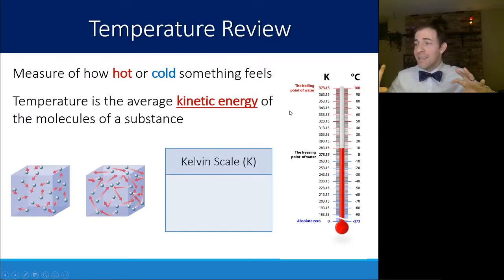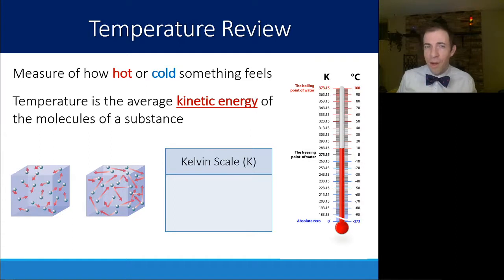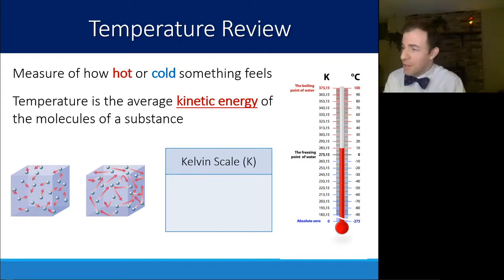All right, let's shift gears a little bit and talk about this kinetic molecular theory, these molecules in motion, and what that has to do with temperature. We've alluded to this before, that temperature, a measure of how hot or cold something feels, is really just a measurement of the average kinetic energy of the molecules in a substance. So it's like figuring out their speed, and we're actually going to do that here in just a little bit.